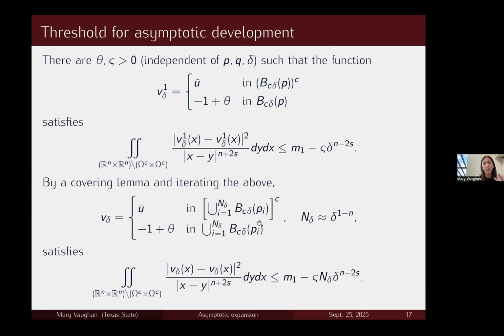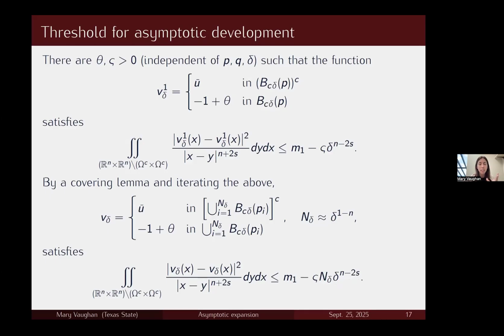So I find a finite sequence of balls, from 1 to some number N depending on delta, where that number behaves like delta to the 1 minus n, so that in each of those balls I lift by the same amount theta, and the corresponding kinetic energy is less than the minimizer minus a universal constant, again delta to the n minus 2s, times the number of balls. So we're able to show this.